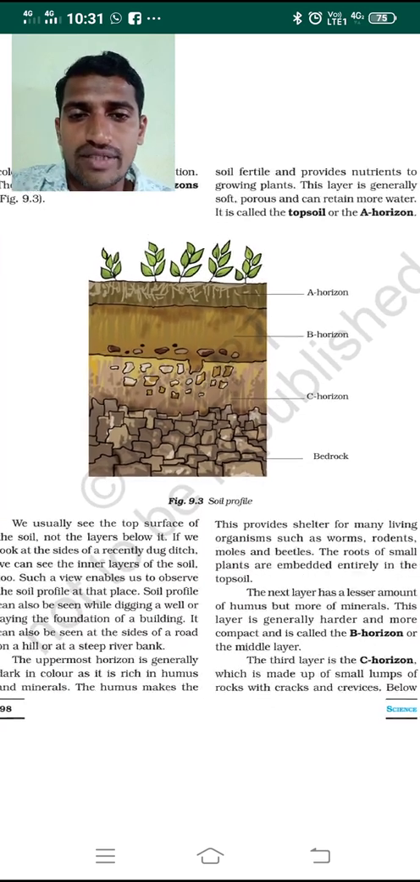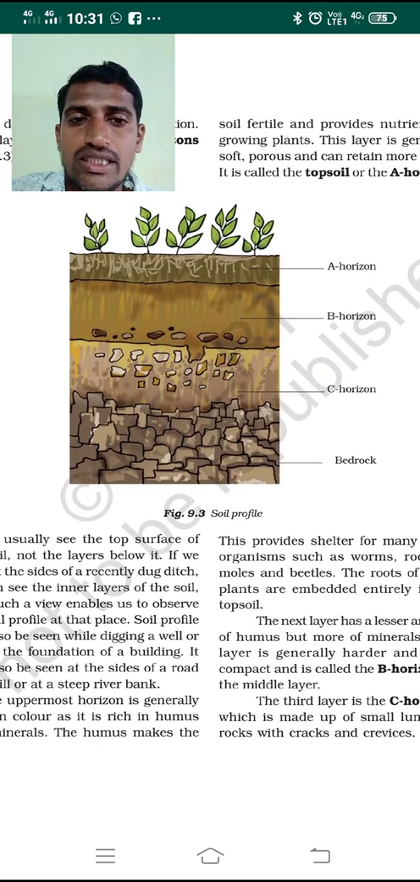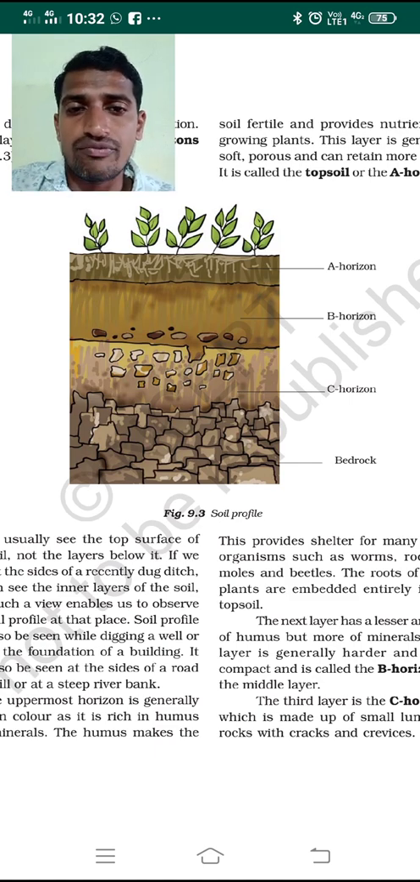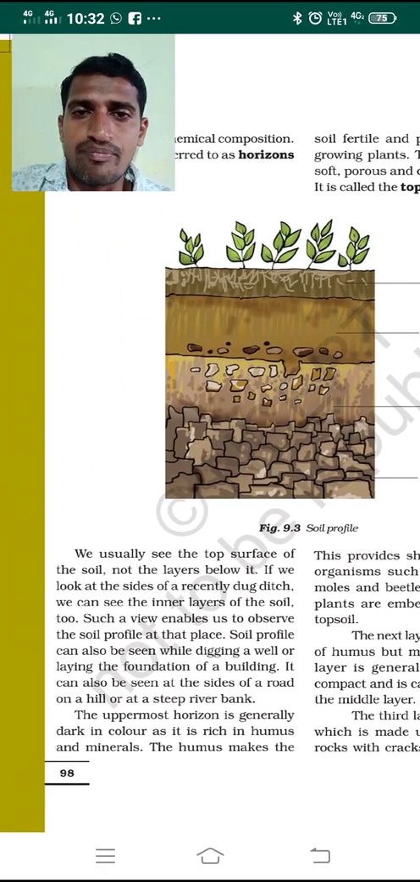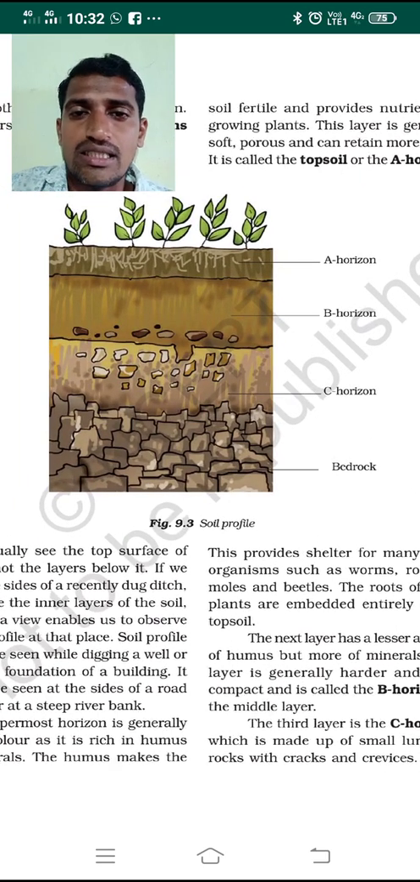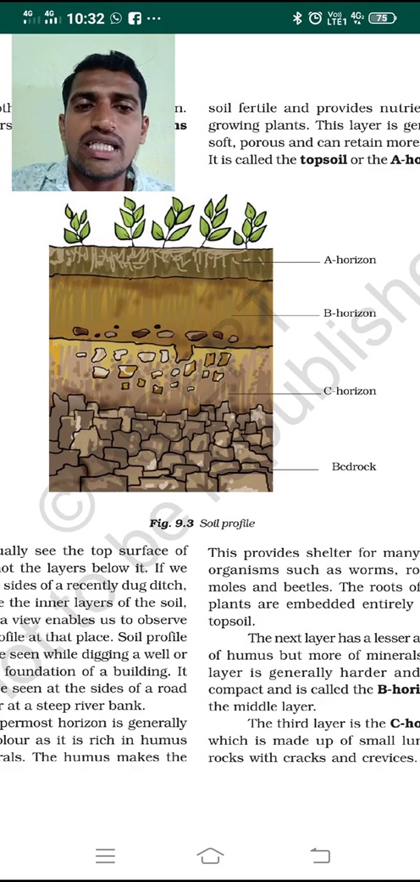Now look at figure 9.3 here, dear students. You will see the different horizons here. Look at the vertical section through the different layers of the soil. Different layers of the soil are there, and we call them horizons. At the top portion the plants are growing. Below that, the first layer is horizon A, the second layer is horizon B, the third layer is horizon C, and the last layer is bedrock.